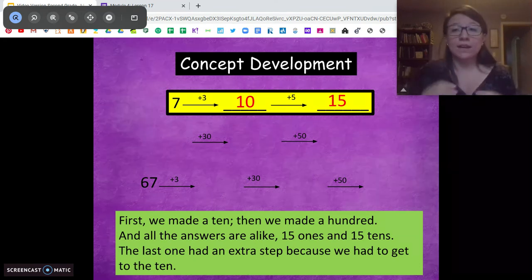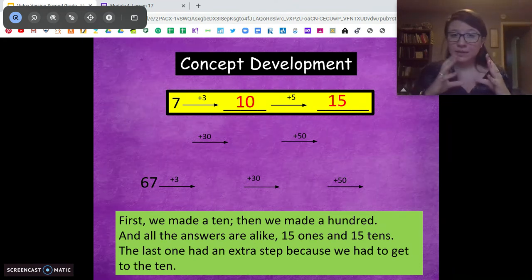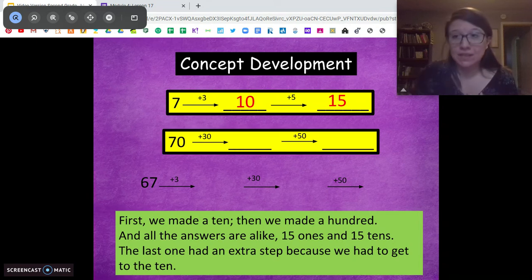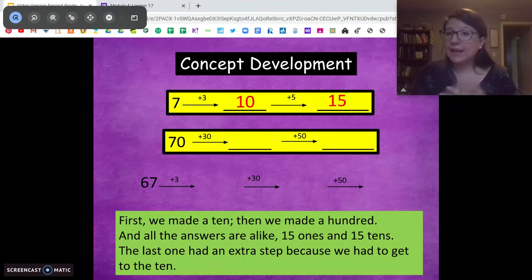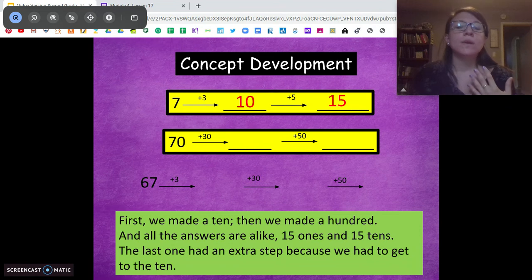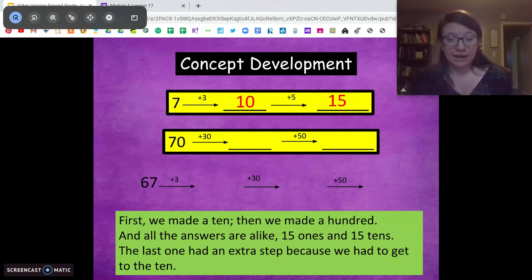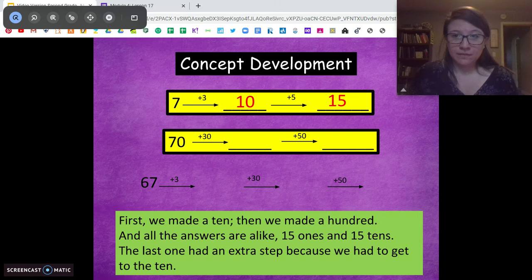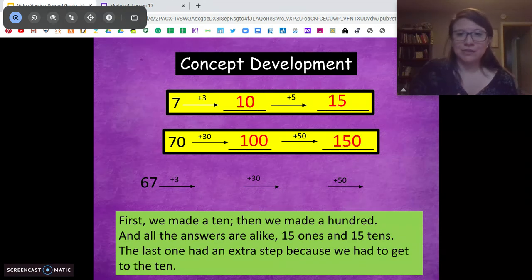Now, the second one is not going to be 7. We're going to start with 70. Okay, so we're upping the ante. We're going to make it 10s instead of 1s. So 70 plus what is going to get us to 100? Good, plus the 30. So that's going to get us to 100, plus 50 more is going to be what? 150. Beautiful. So the answers are alike, 15 ones and 15 tens.